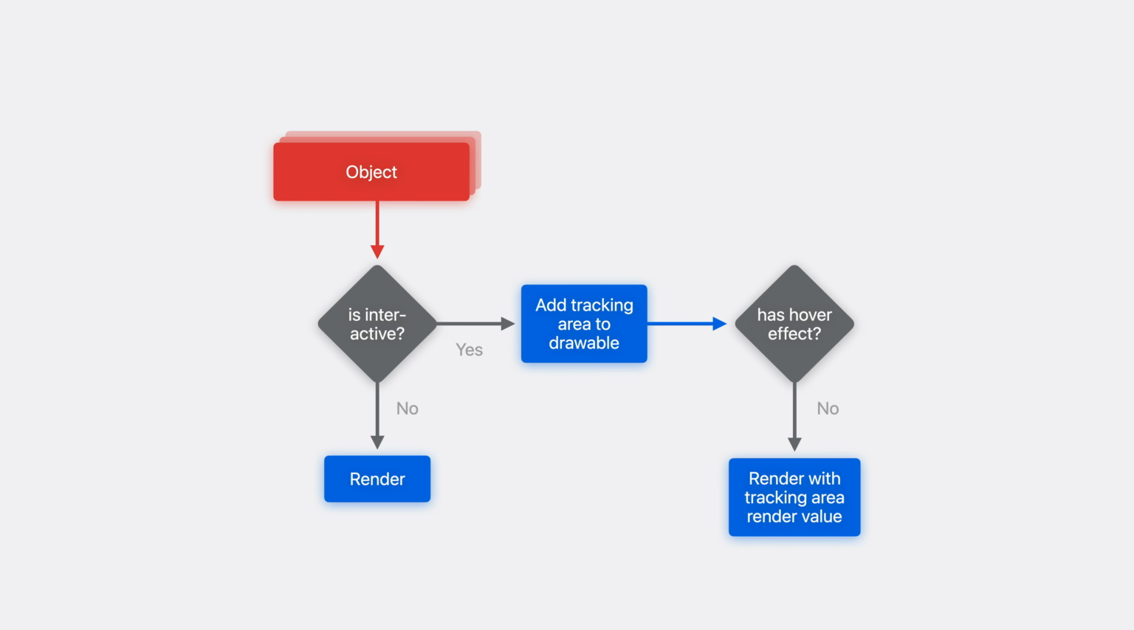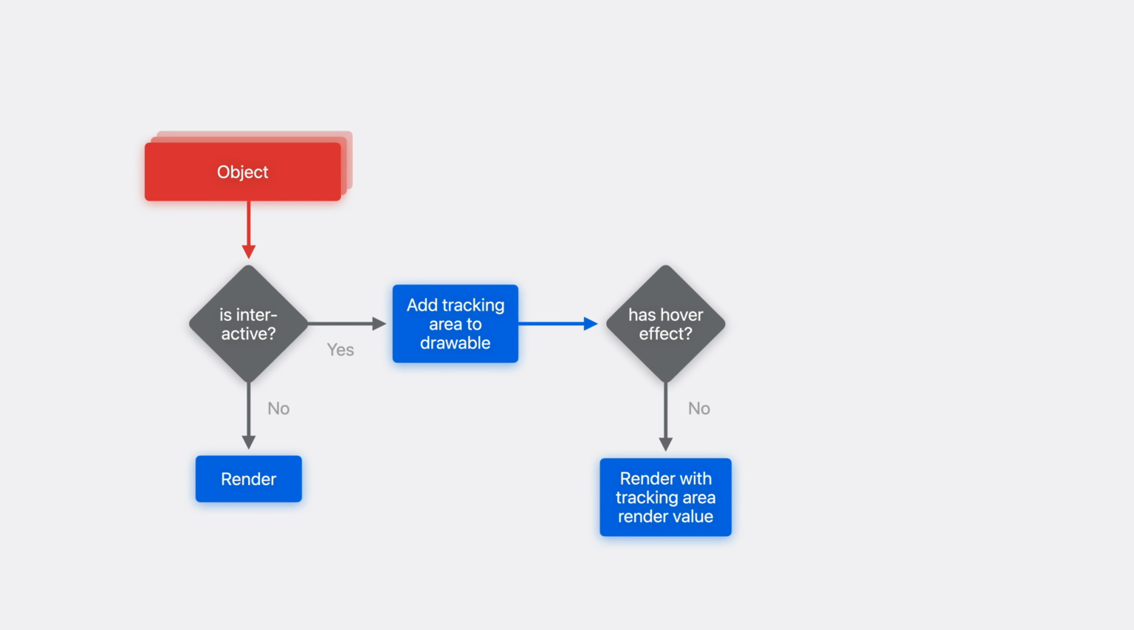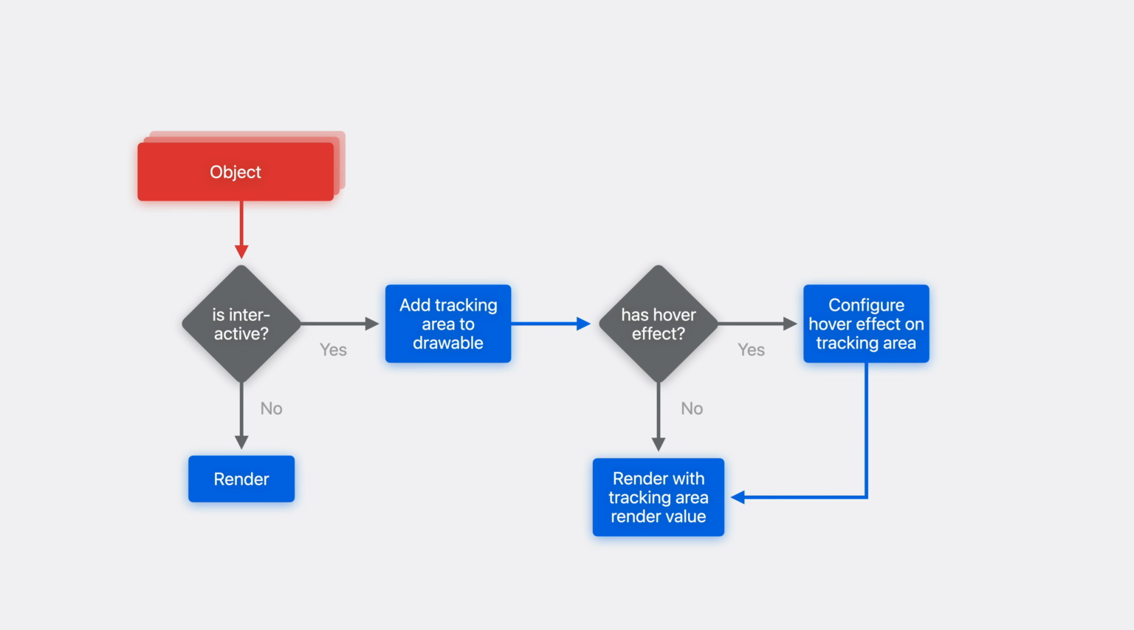Then I check if the object should have a hover effect. If it shouldn't, I draw it with the tracking area render value. This is useful for detecting pinches on my objects. But if the object has a hover effect, I configure it on the tracking area before rendering.